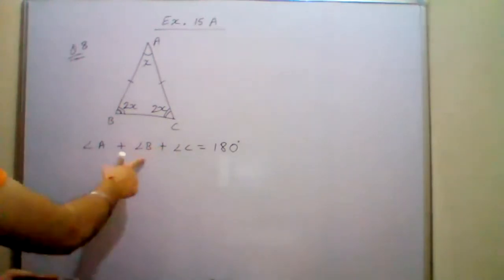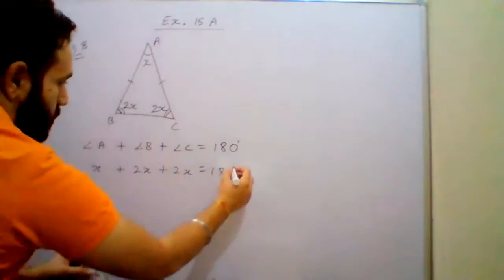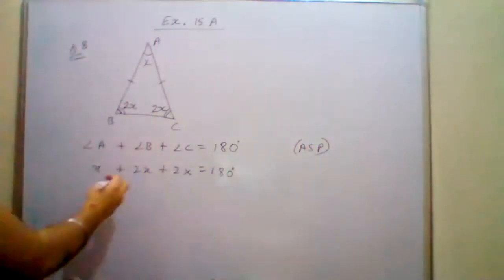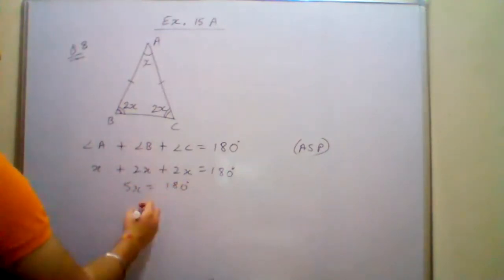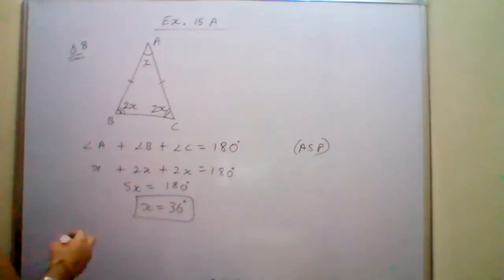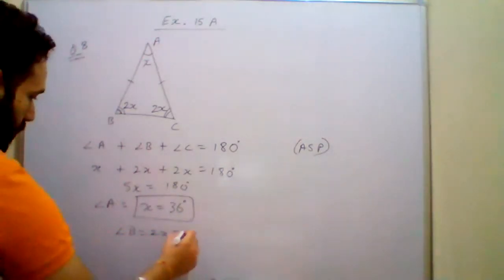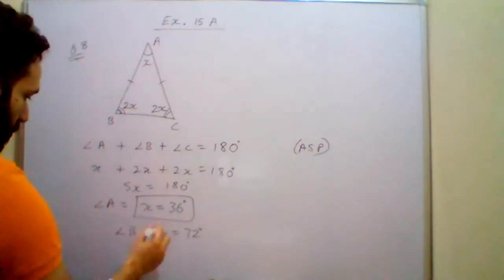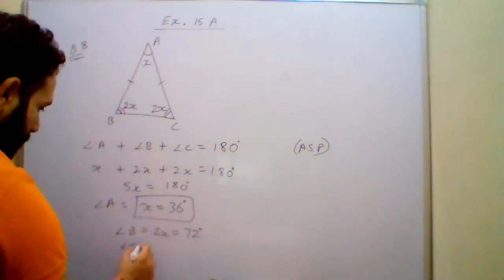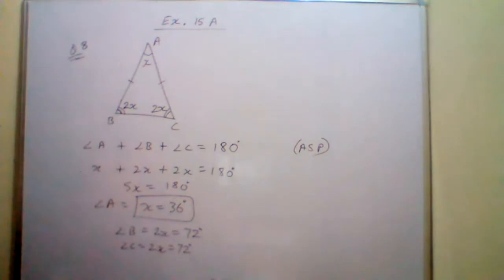So, angle A plus angle B plus angle C equals 180. Put the values: X plus 2X plus 2X equals 180. Mention the angle sum property also. So, 5X equals 180 degrees. So from this you get X equals 36 degrees. Now you find all the three angles. Angle A is equal to X only. Angle B is equal to 2X, so it is 72 degrees. And angle C again 2X, so 72 degrees. Got it, all of you? Have you all understood this? Yes, sir. Very good.